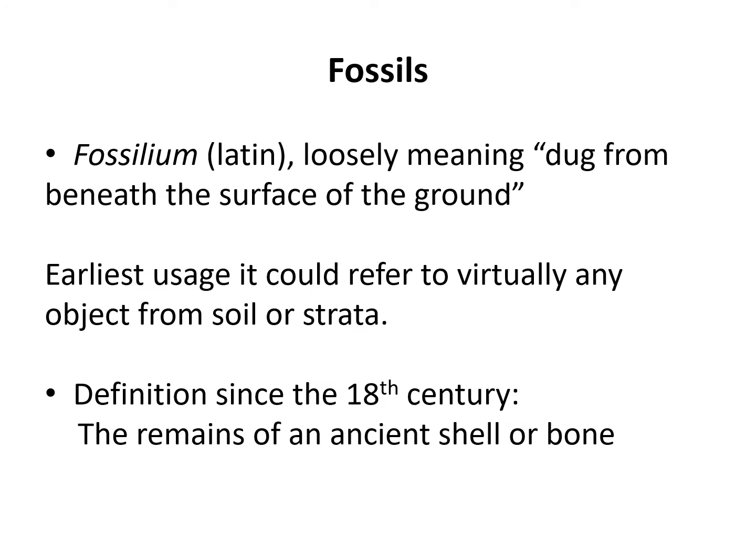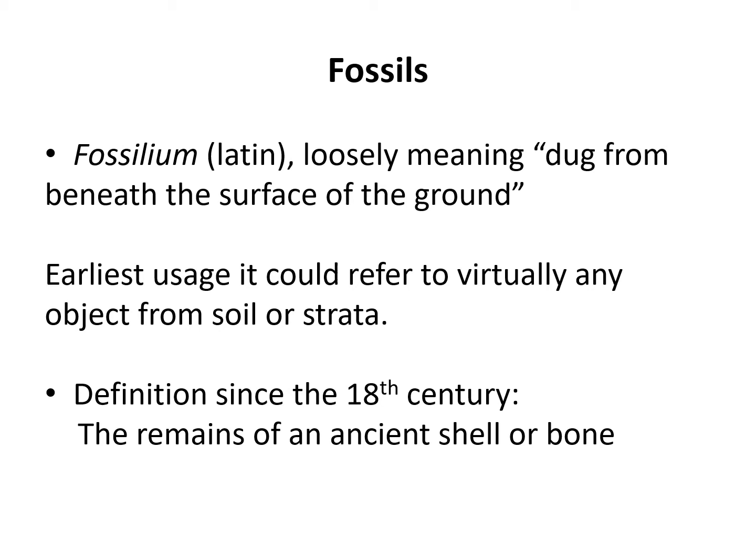We know about the dinosaurs of the Mesozoic era because of their fossils. Now, that could be bones, that could be teeth, that could be claws, it could be impressions of skin and feathers. It can also be their footprints, their fossilized poop, bite marks, claw marks, any evidence that these animals were around. But the word fossil is rooted from the Latin fossilium, which loosely translates to English as dug from beneath the surface of the ground. So back then, anything that was being pulled out of a pit could be considered a fossil.